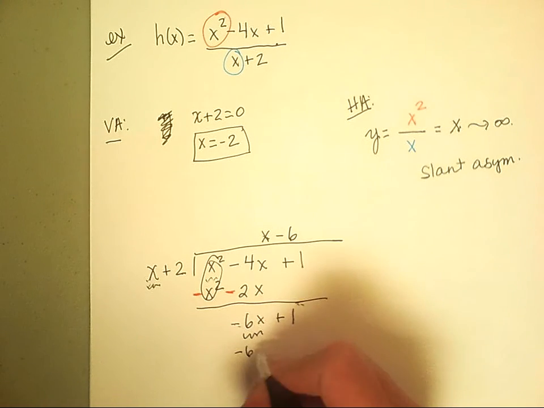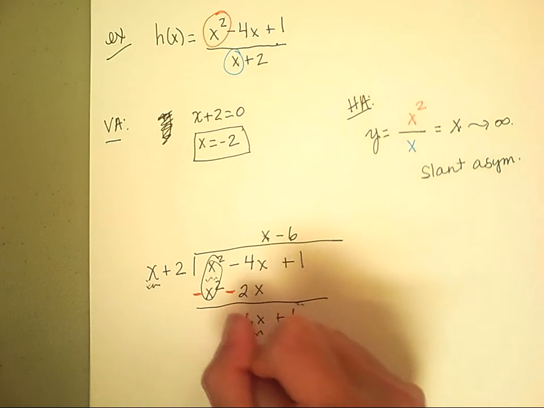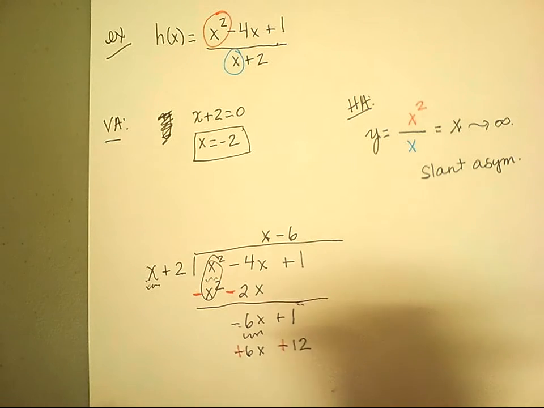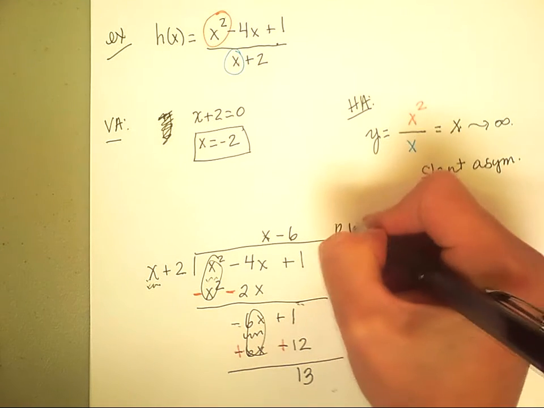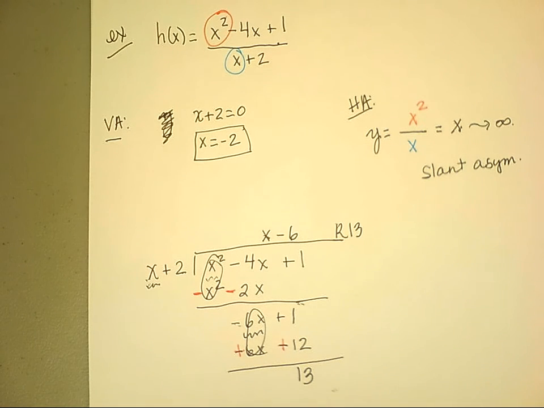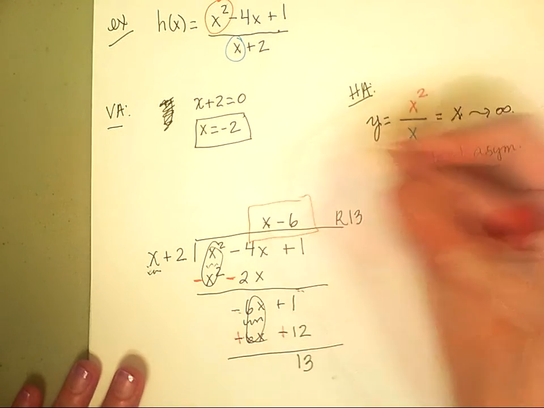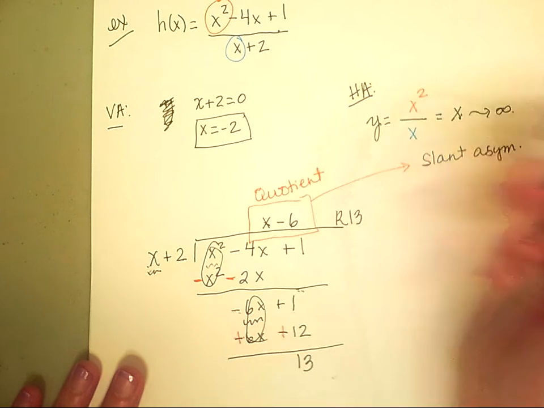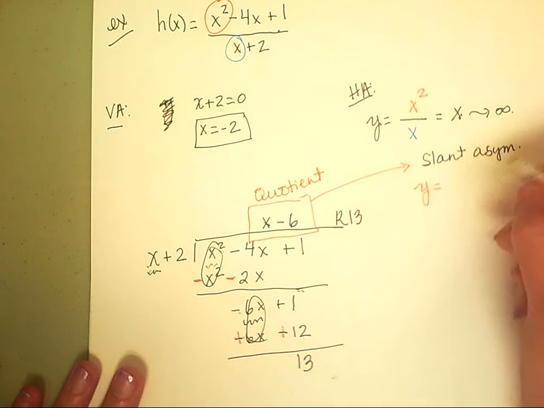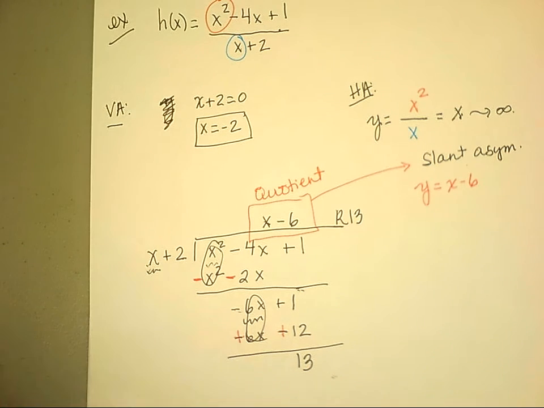Then multiplying, we get minus 6x minus 12. But we need to change the signs. So now this goes to 0, and we have a remainder of 13. And so what has this told us? Well, the quotient here is the slant asymptote. Okay. So our quotient leads to the slant asymptote, and it's the line y is equal to x minus 6.